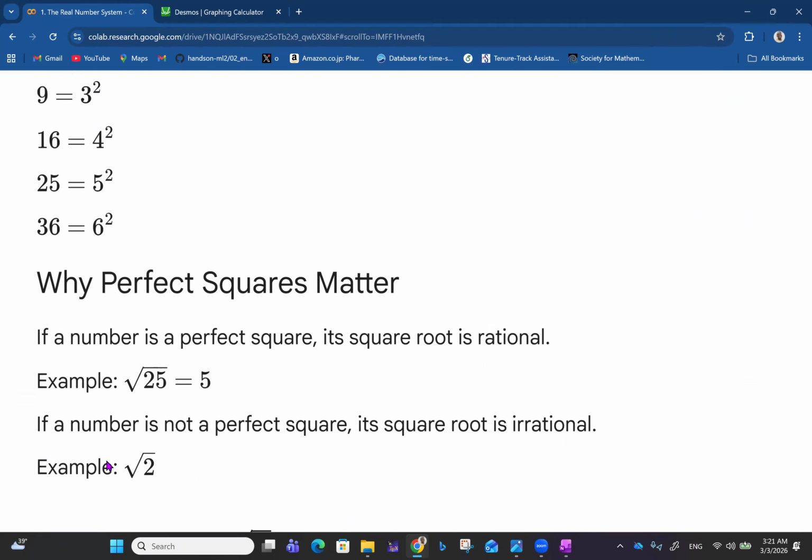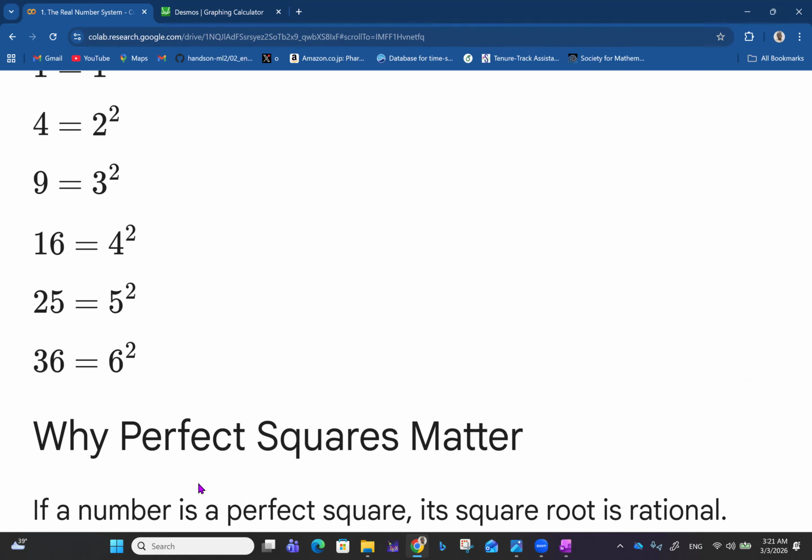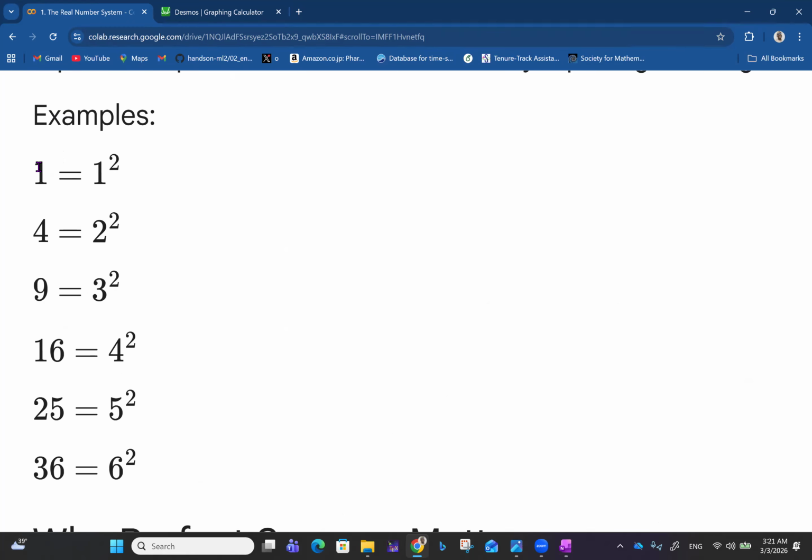Then why do perfect squares matter? If a number is a perfect square, its square root is rational. Simple. On the other hand, if a number is not a perfect square, its square root is irrational. For instance, 1 is a perfect square, so its square root is 1. 4 is a perfect square, so its square root is 2. 9 gives 3, 16 gives 4, 25 gives 5, and 36 gives 6.